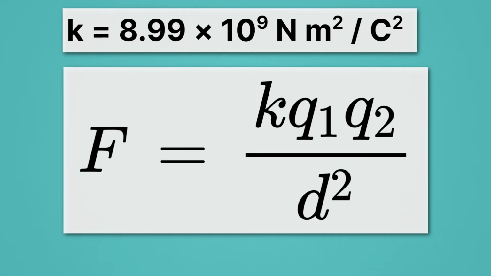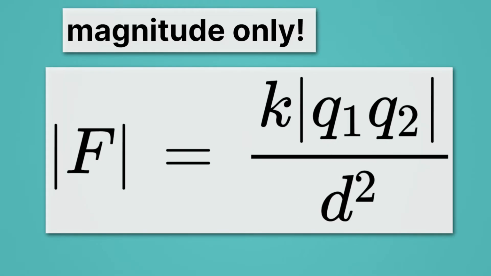The last thing to note here is that this equation actually only calculates the magnitude of the electric force. And so for that reason, it's best to put those vertical bars there around the F and the charges. It won't tell us the direction. That is, it won't tell us if it's attractive or repulsive, or what direction it's pointing in. So it's only going to tell us the strength, the magnitude of that force. Okay, let's take a closer look at the units for this equation.